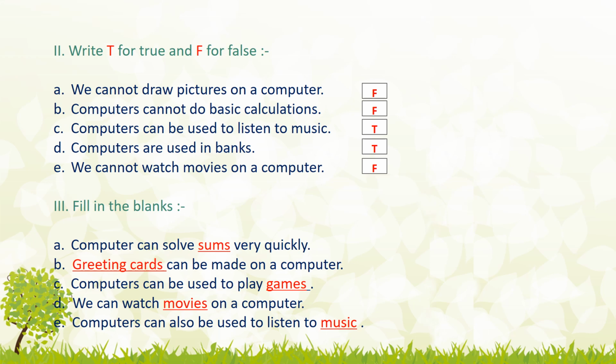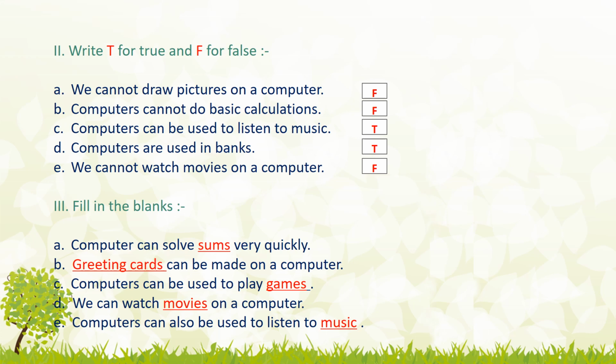Second exercise, write T for true and F for false. First statement, we cannot draw pictures on a computer. This statement is false. Second, computers cannot do basic calculations. This statement is also false. Third, computers can be used to listen to music. Yes, the answer is true. Fourth, computers are used in banks. Yes, the answer is true. Last, we cannot watch movies on a computer. This statement is false.